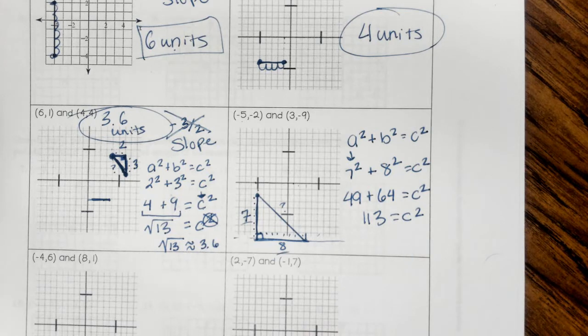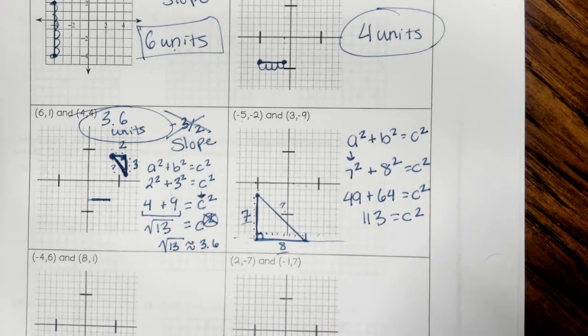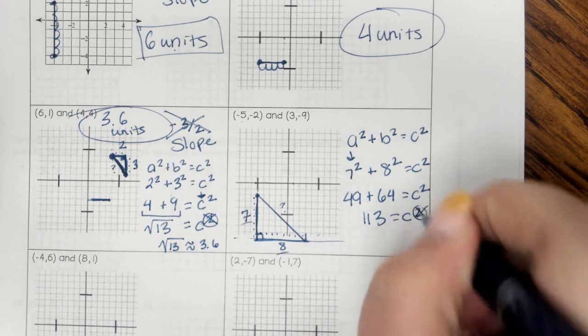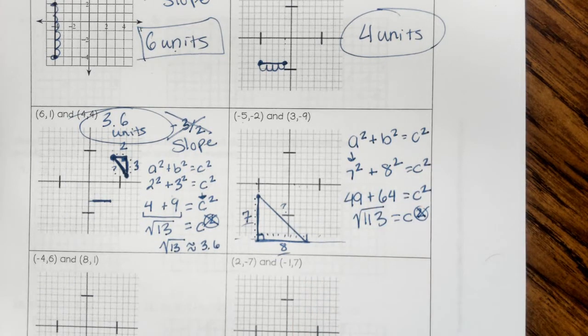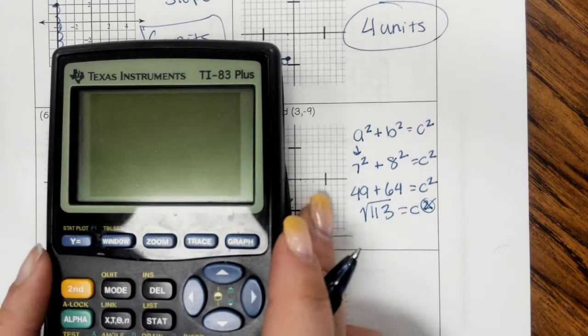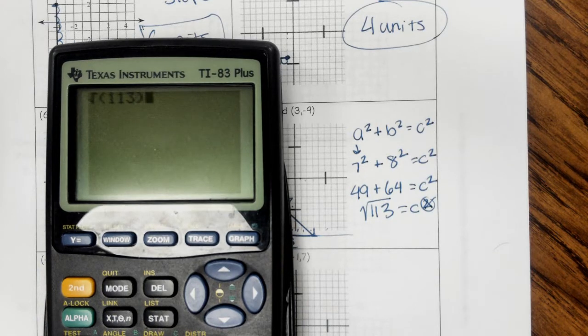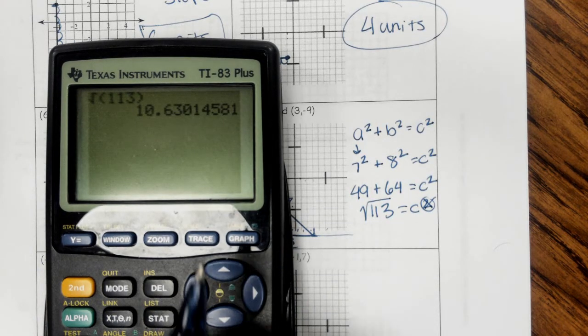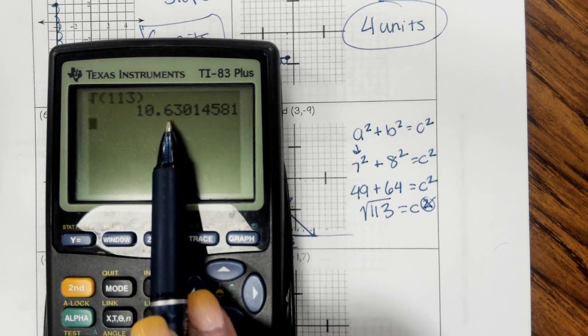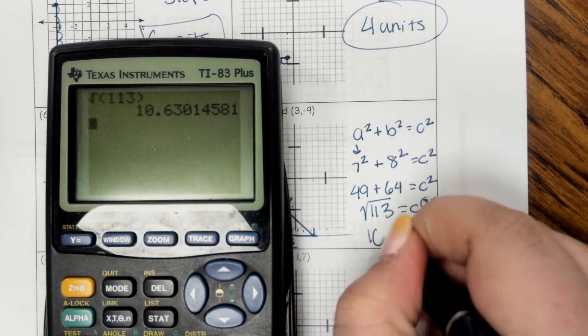And now I've got 113 equals c squared. To undo the square, we take the square root of the other side. So I need to know what is the square root of 113. Rounding to the nearest tenths, we'll see it's 10.6 units.